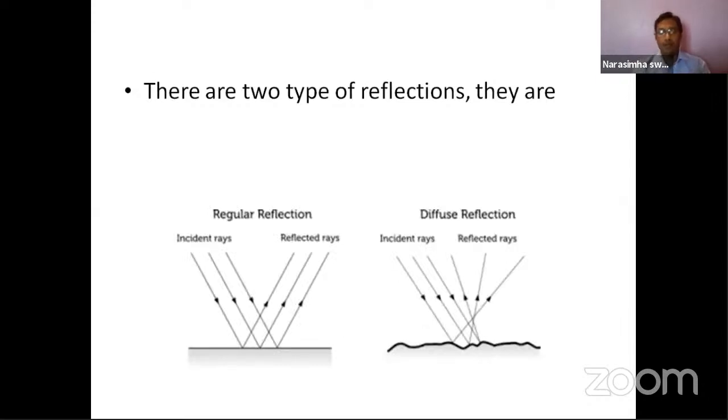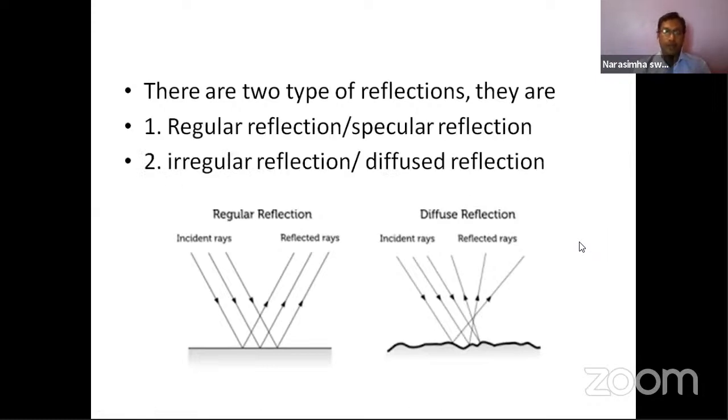Right, just now we have seen only one reflection, that is whenever the light ray is incident on the surface, it comes back. So that phenomenon is called reflection. And those reflections are of two types now. One is regular reflection, the other one is diffused reflection. Regular reflection can also be called specular reflection, and the irregular reflection can also be called a diffused reflection. Observe the diagram here.